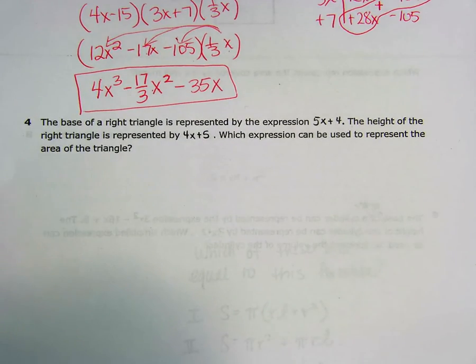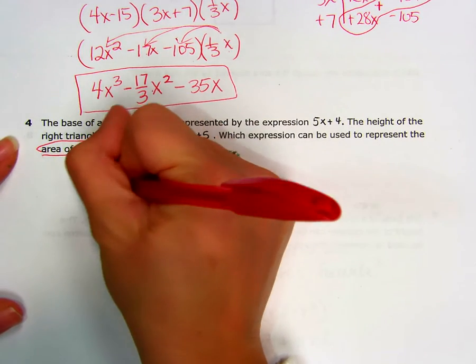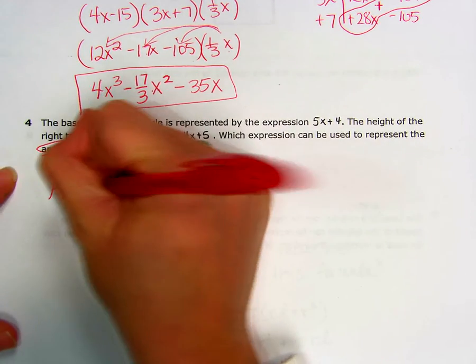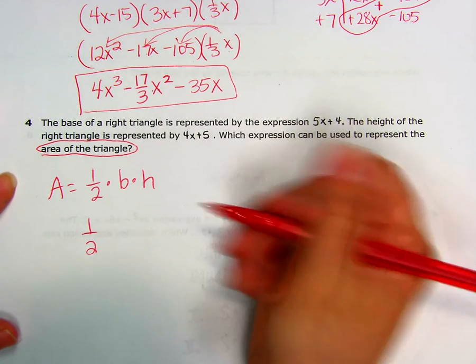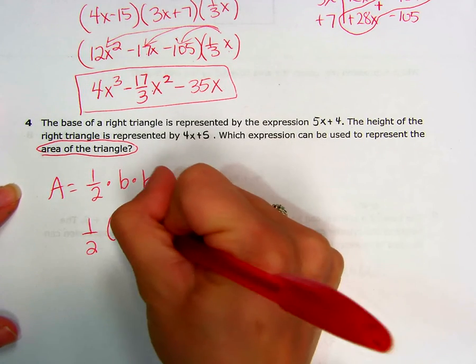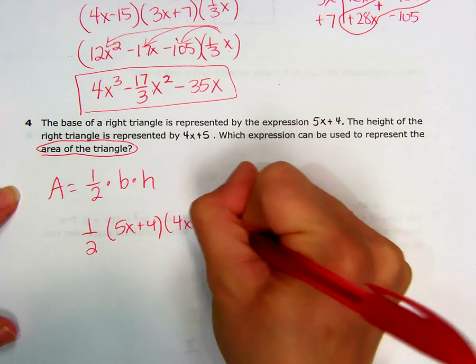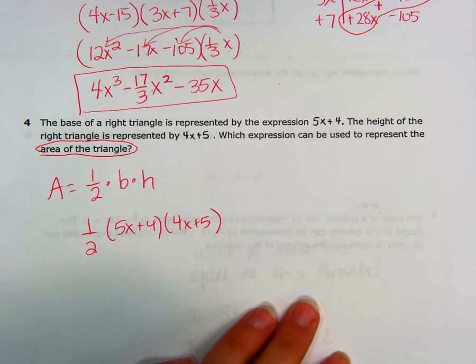Number 4, it's all about the area of a triangle. Our formula for area of a triangle is 1/2 times base times height. That's a formula you should know from junior high. So we're going to do 1/2 times 5x plus 4 times 4x plus 5. So I'm going to multiply these two together, and then I'm going to divide everything by 2.